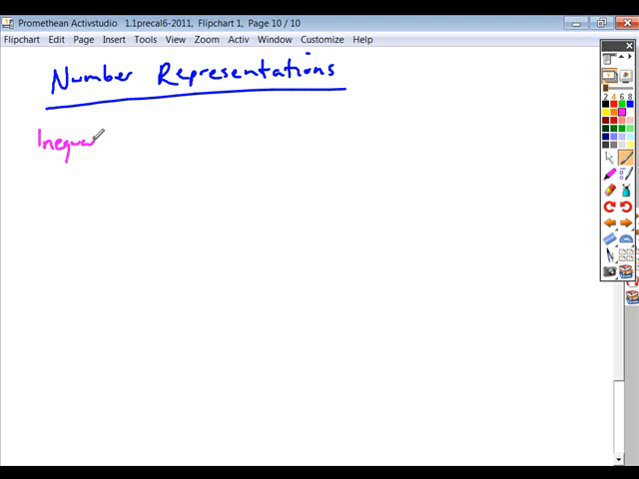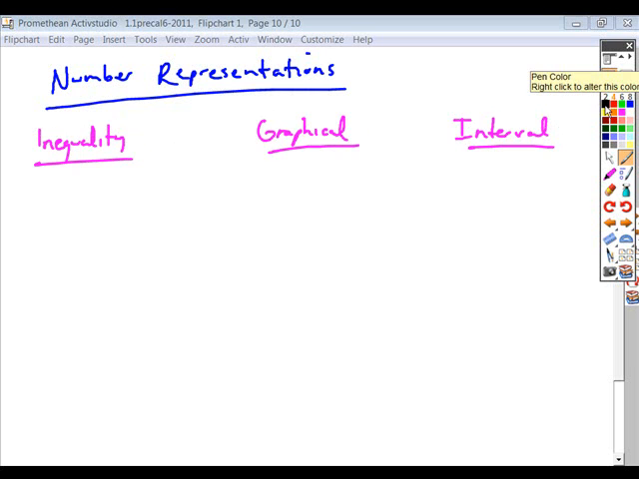The first is inequality notation. The second is graphical notation. And the last is the new one for most of you, which is interval notation. Inequality notation is the one that you are probably the most familiar with. So if I gave you something like this, x is less than -2, you understand what that means.